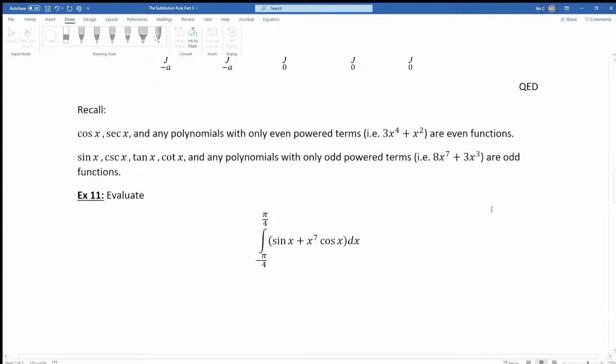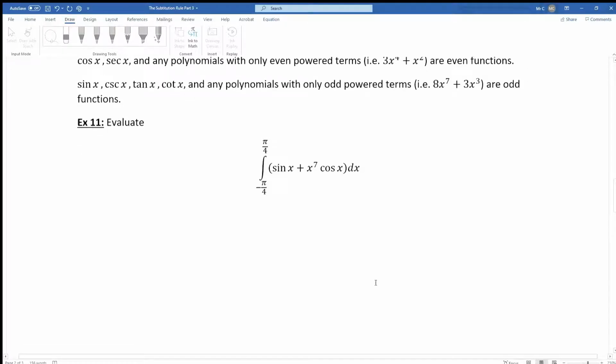Okay, so recall cosine of x, secant of x, and any polynomials with only even-powered terms, like 3x to the fourth plus x squared, are all even functions. And sine of x, cosecant of x, tangent of x, cotangent of x, and any polynomials with only odd-powered terms, like 8 times x to the 7th plus 3x to the 3rd, are odd functions.